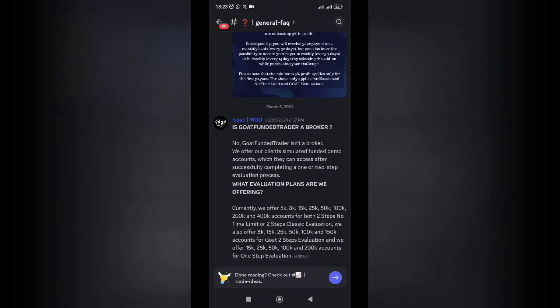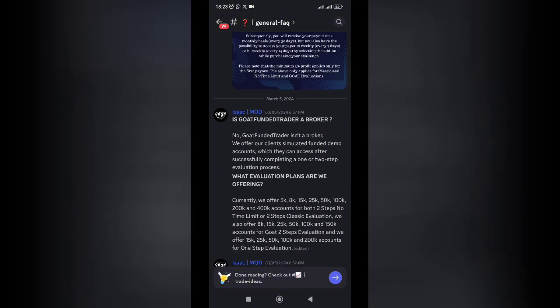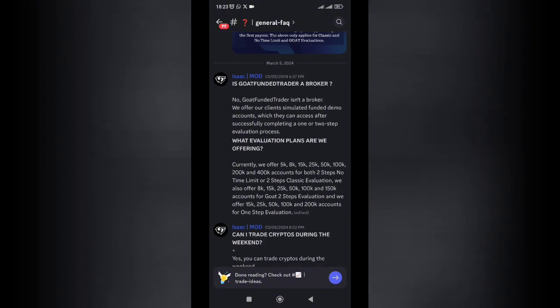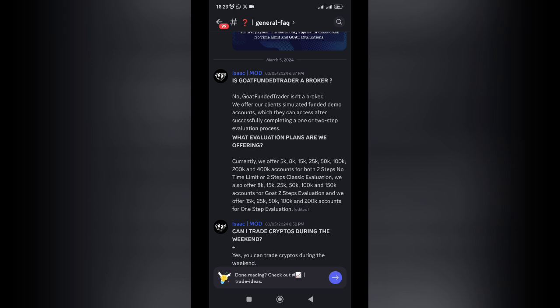Now we're asking, is GoatFunded Trader a broker? They've made it clear that GoatFunded Trader isn't a broker, but they offer their clients simulated funded demo accounts, which they can access after successfully completing a one or two-step evaluation process. So what are the evaluation plans that you can get on GoatFunded Trader?